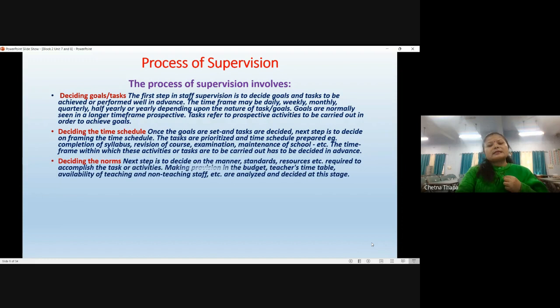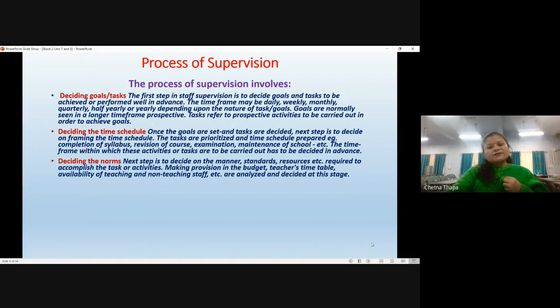Now the third is deciding the norms. Now you must decide that whatever activity you have decided or the task which has to be carried out, you need to decide how it will be done. What's the manner? What's the standard? What are the resources that will be required to complete that task or activities? And then you have to plan for making the provision in the budget, because if you are requiring certain resources, there has to be certain budget provision in the budget itself.